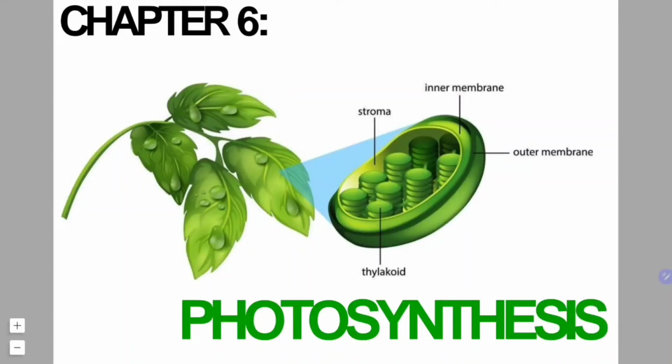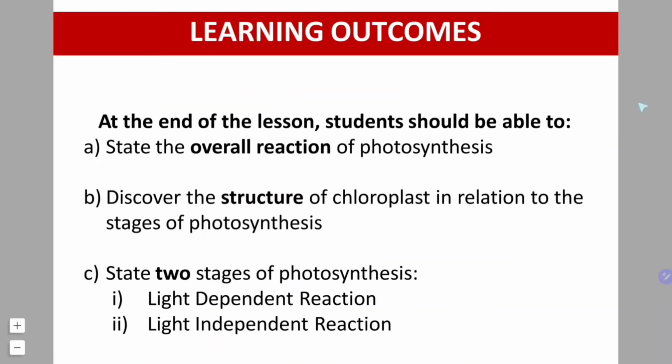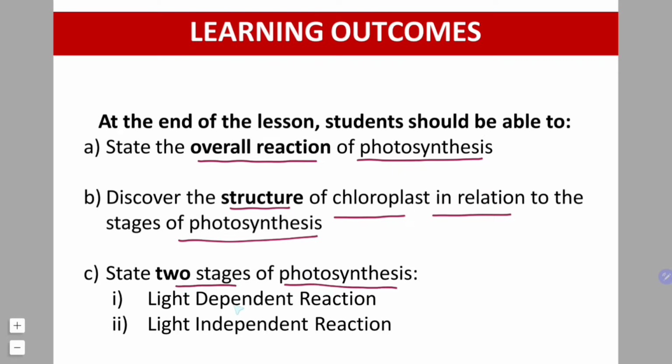Chapter 6 Photosynthesis, 6.1 Introduction to Photosynthesis. Here are the three main learning outcomes. First is to state the overall reaction for photosynthesis. Second, to discover the structure of chloroplast in relation to the stages of photosynthesis. And thirdly, to state the two stages of photosynthesis, which are light-dependent reaction and light-independent reaction.